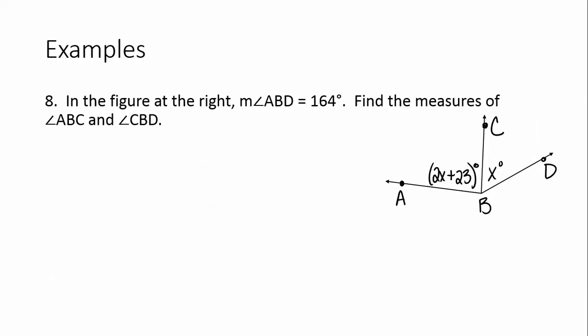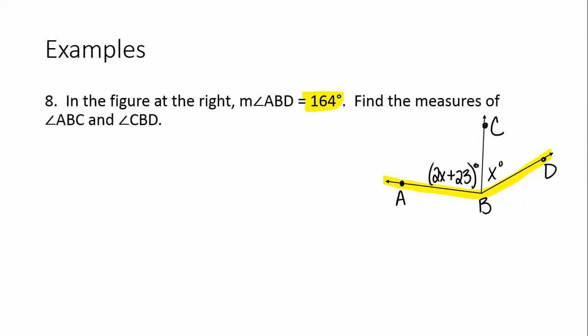For the final example, we're going to use a little bit of algebra, but we have the figure at the right, and we're told that the measure of angle ABD, so that's this large angle that's created from the two smaller angles, and I'm going to go ahead and highlight that. The measure of angle ABD is 164 degrees. And I want you to find the measures of the two smaller angles, ABC. Trace where that is here, AB up to C, so it's the smaller angle on the left, and also angle CBD, which is the smaller angle on the right.